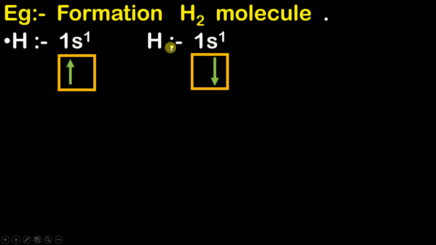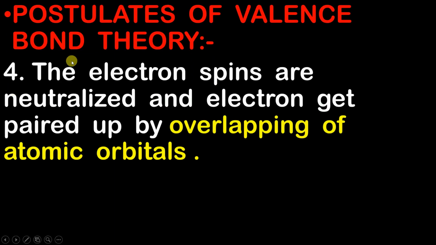Or if they are not exactly the same orbitals, then they must at least have comparable energies. Okay, the energy difference should not be large. Clear? Now the fourth postulate: the electron spins are neutralized and electrons get paired up by overlapping of atomic orbitals. This is the important point that we need to understand.